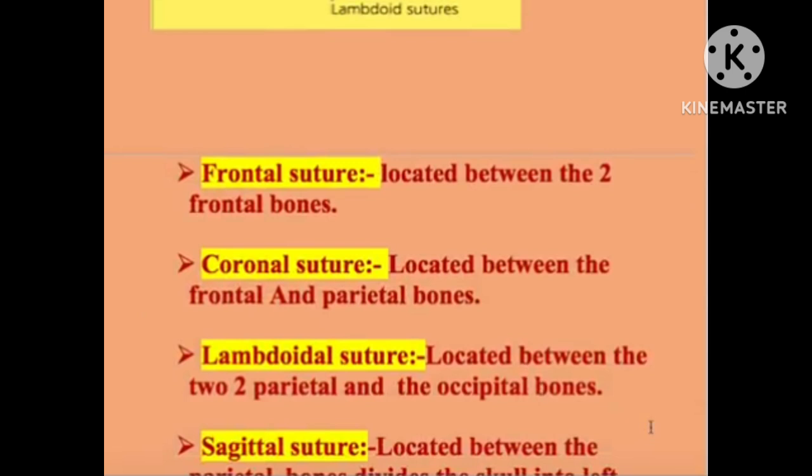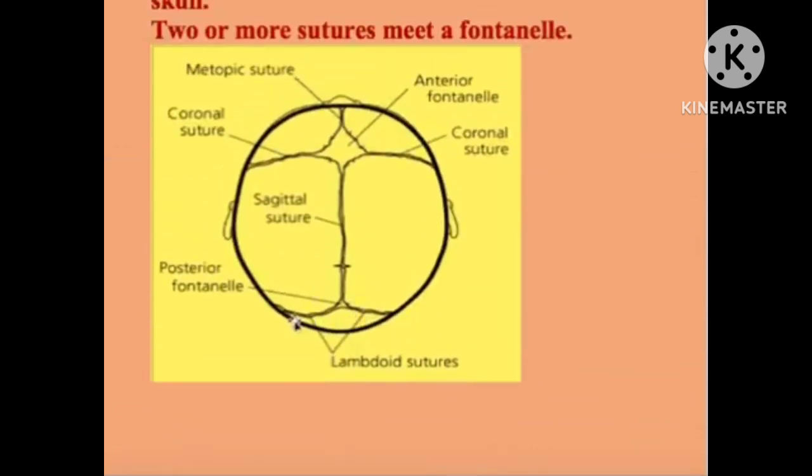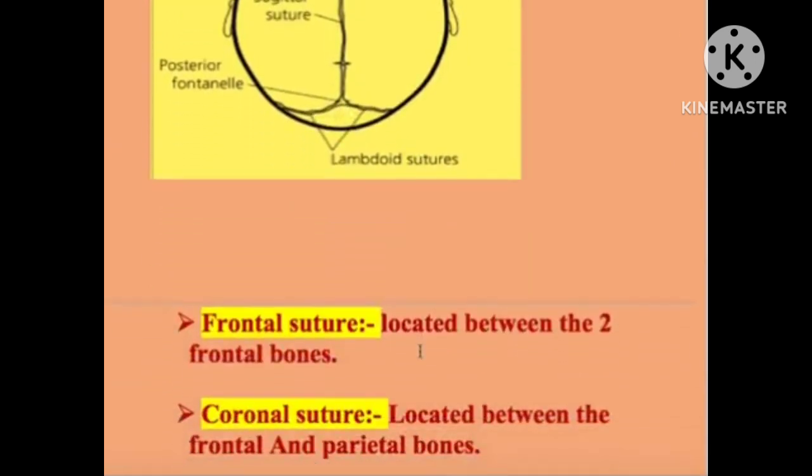Next one is the lambdoidal suture. Lambdoidal suture located between the two parietal and one occipital bones. Two parietal and one occipital bones, there the lambdoid suture is present.